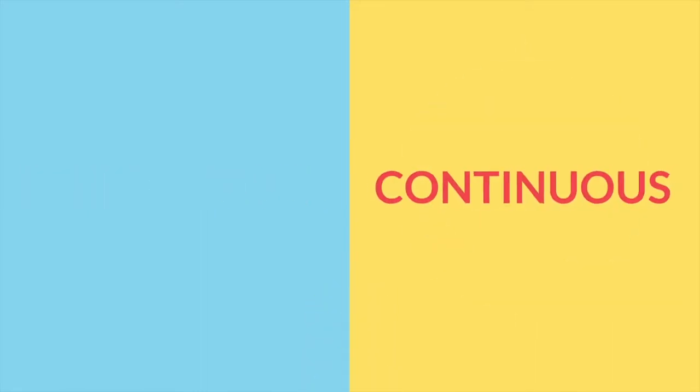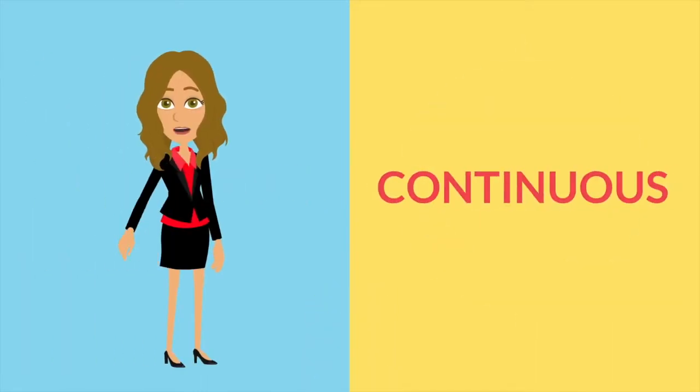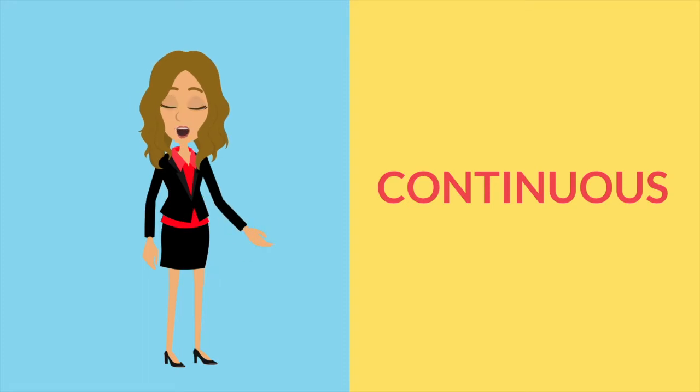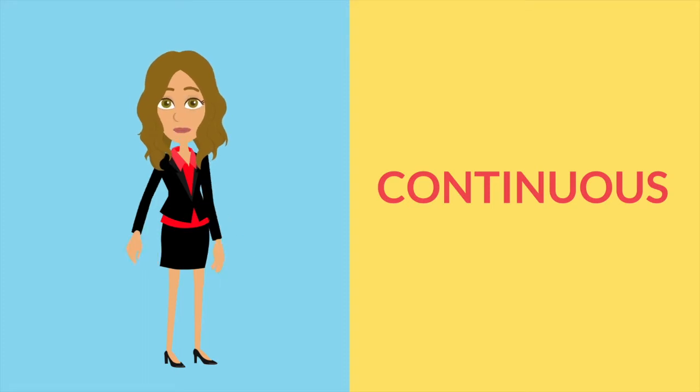The correct answer is continuous. Even though both words share the root continue, they really shouldn't be used interchangeably. Here's how to use them properly. Continuous refers to something that has no end. It goes on ad infinitum. But continual refers to something that stops and starts.